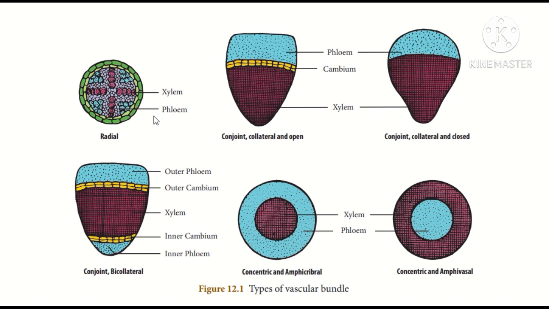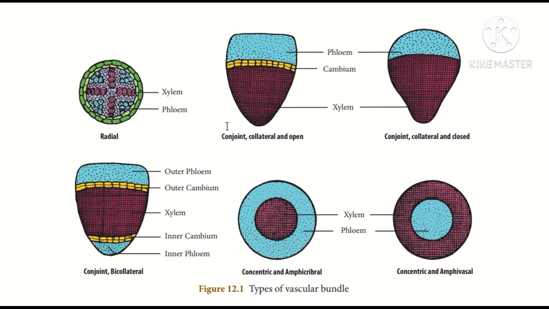Arranged like a ray. You know how a ray is arranged, deviating from the main point, the center. The same way, this is the main point, and from this you can see xylem and the phloem are arranged like a ray, radiating outside. This is called radial arrangement. Example, in most of the monocot and dicot root, this radial type of arrangement is seen.